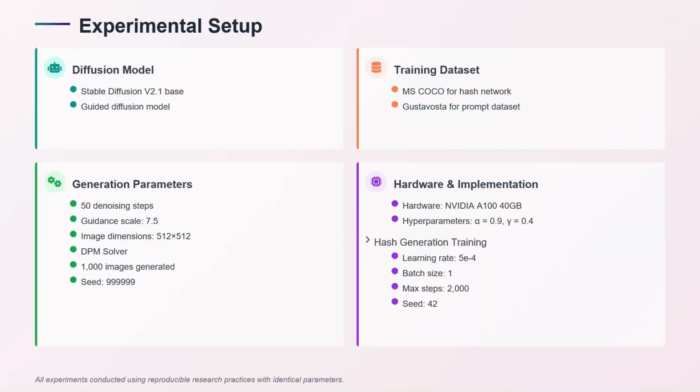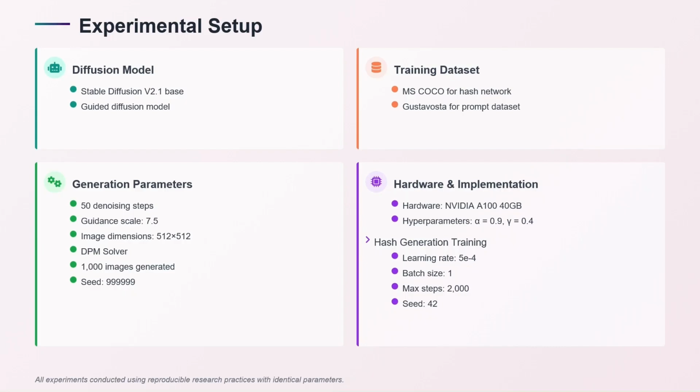For experiments, we use the diffusion model V2.1 base, which is a guided diffusion model. For training the hash network, we use MS COCO, and for the prompt dataset, we use an existing dataset, Gustavosta. We follow Robin and Tree-Ring so that we can compare with them on exactly the same setup. For generation parameters, we use 50 denoising steps, where we embed the watermark at step 40 for better results. The guidance scale is 7.5, the image dimension is 512 by 512, and we use the DPM solver for noising and denoising. We generated 1,000 images for the evaluation of the proposed approach.